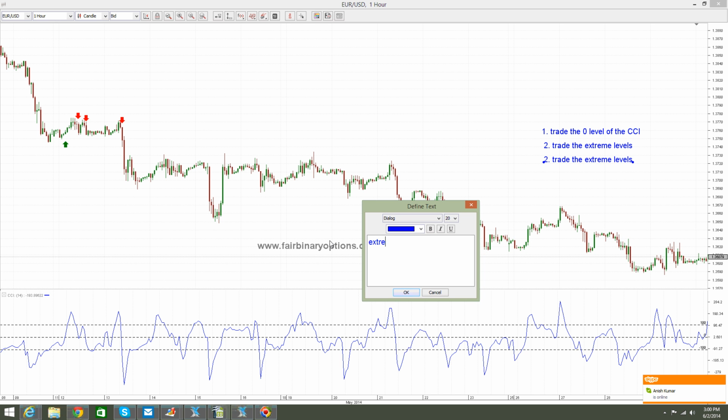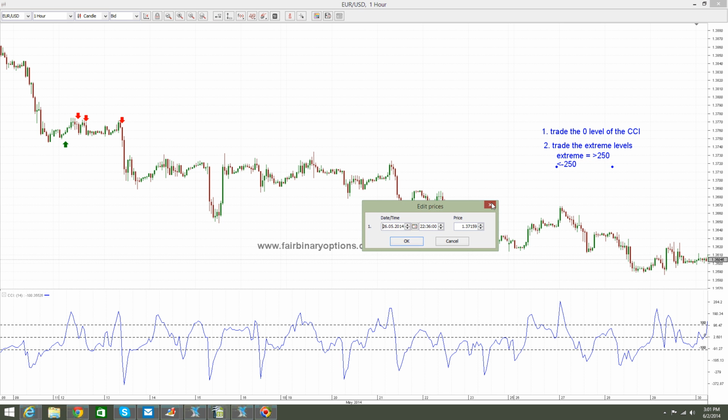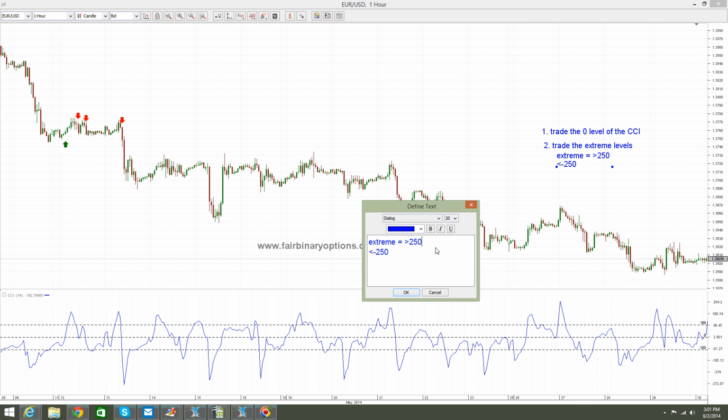Extreme equals values higher than 250, and of course lower than minus 250. What does it mean? When the market goes that much in that direction, you just want to go and buy call options or put options. For example, here this is 237, this is 215. You may even lower this one here for the 200 level.